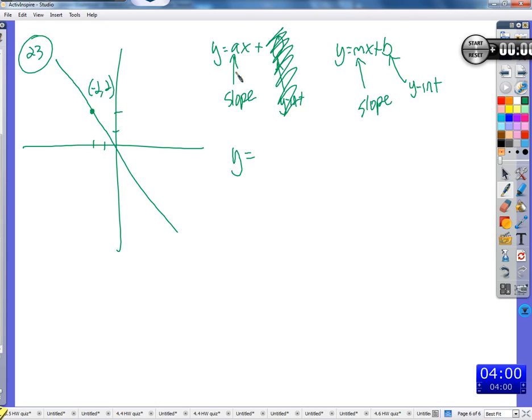Slope. What's the slope of this line? 2, and we start here. You go up 2 and to the left 2. We can simplify that. 2 divided by negative 2 is negative 1. And we don't have to write a 1, we can just write negative x. And then it says figure out what y is when x is 8. So what is y when x is 8? Negative 8. Okay? And then 24, the other one.